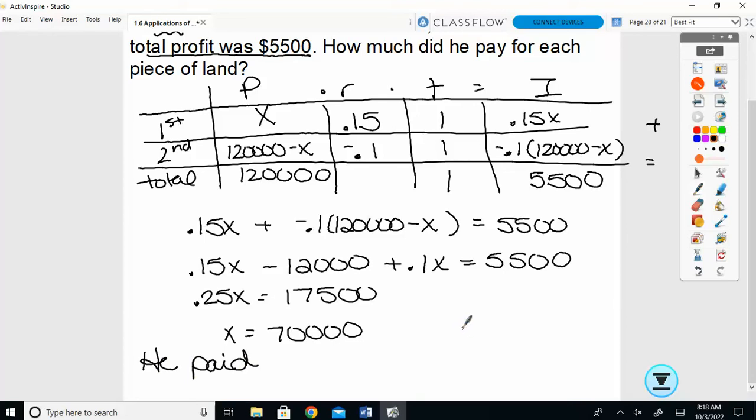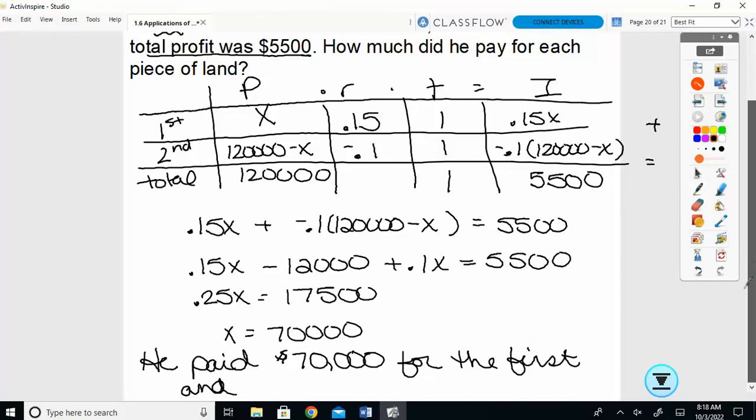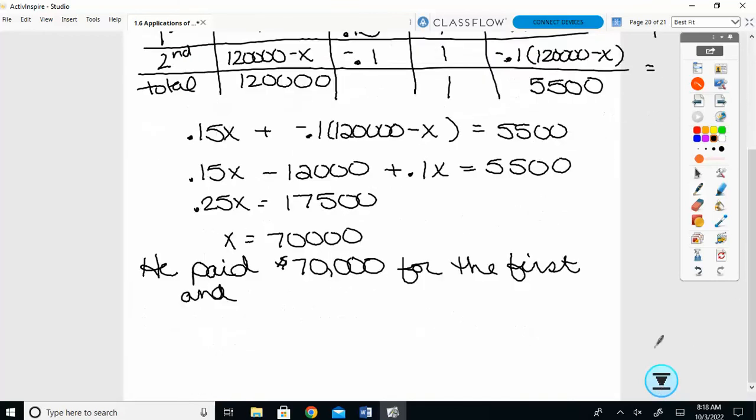Did you guys get 70,000? So the question was, how much did he pay for each piece? So if he paid $70,000 for the first, and how would you find out the amount for the second? 120,000 minus that. So 120,000 minus 70,000 is 50,000 for the second.